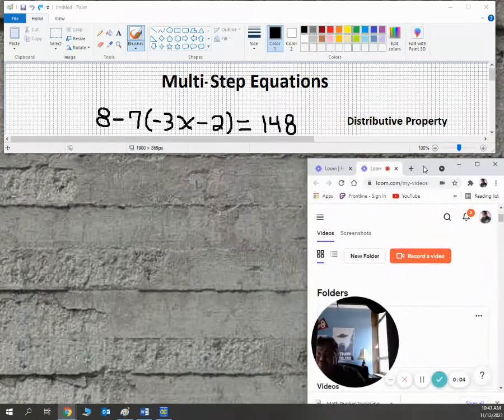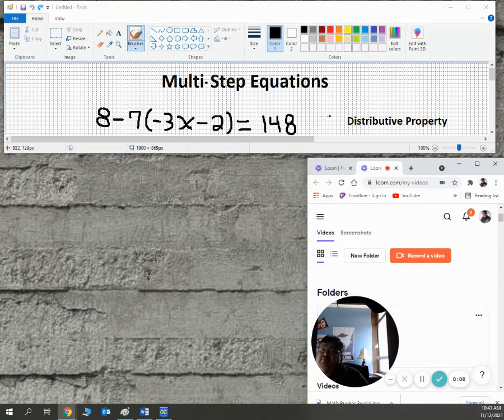Hine's Math Bunker. Today we're going to be working on multi-step equations. Here we have a problem that says 8 minus 7 multiplied by negative 3x times negative 2 equals 148.